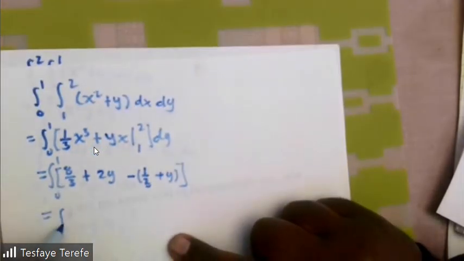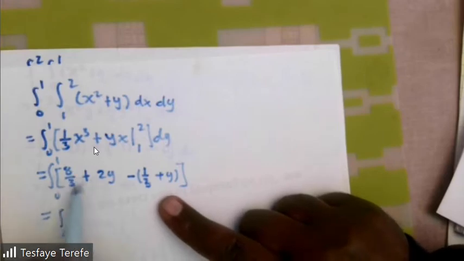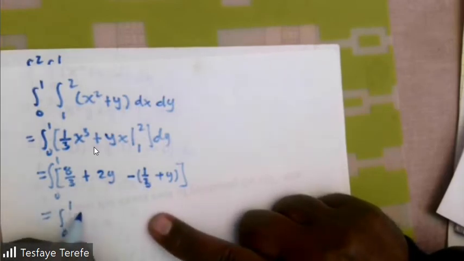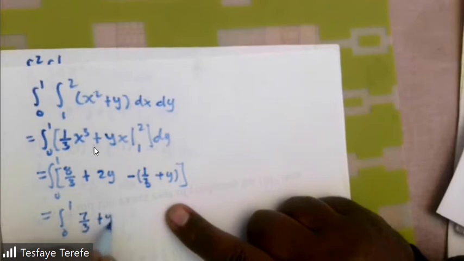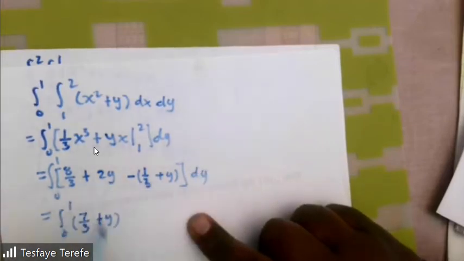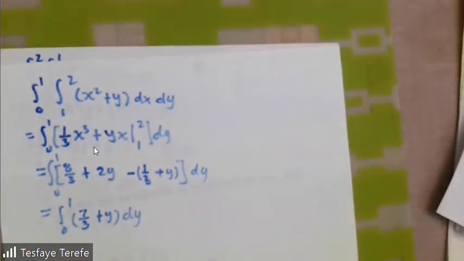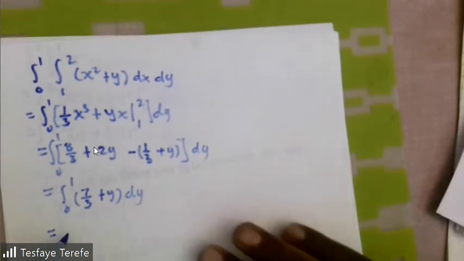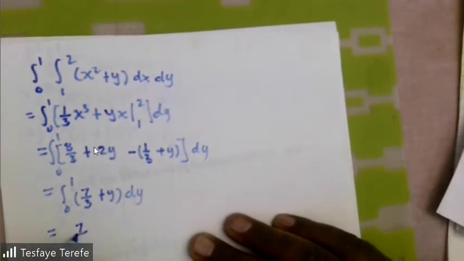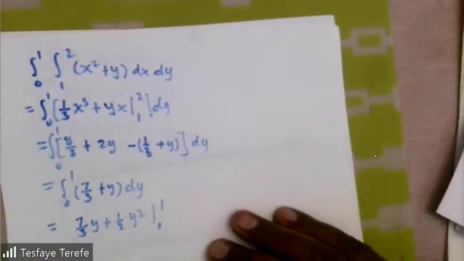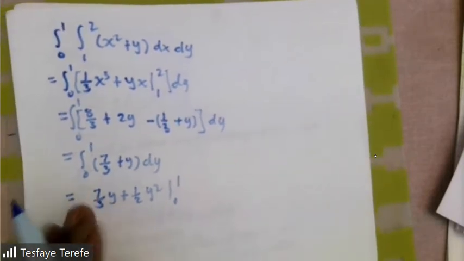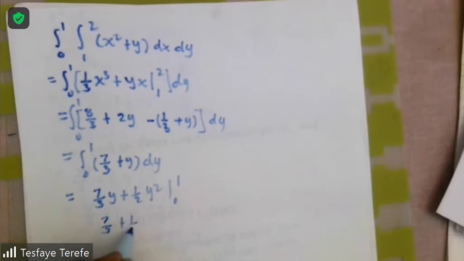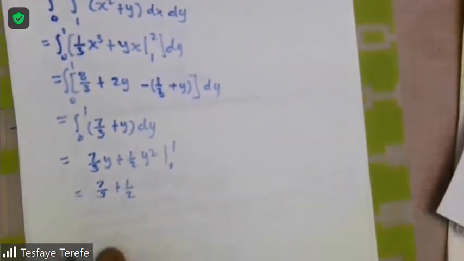And this is going to be integral from 0 to 1. From 8 over 3, you subtract 1 over 3, that is going to be 7 over 3. And from 2y, you subtract y, which is y. And you are going to integrate with respect to y. All right, and this is going to be 7 over 3 y plus 1/2 y squared evaluated from 0 up to 1. And then we evaluate it. And when you evaluate this one, it is obviously 7 over 3 plus 1/2. With the least common denominator, you'll get the same result.